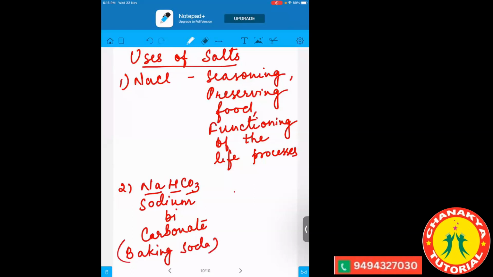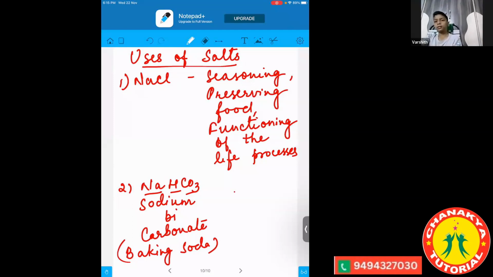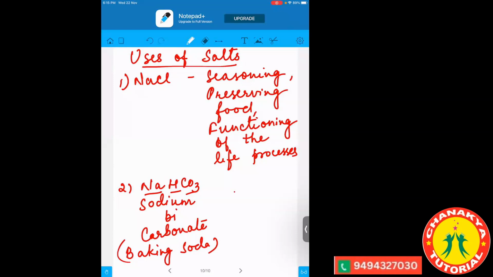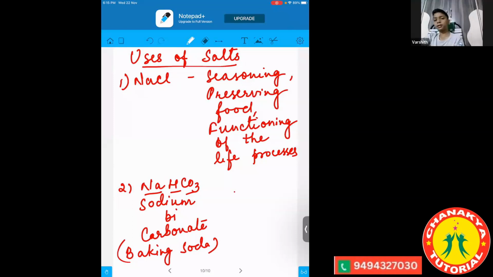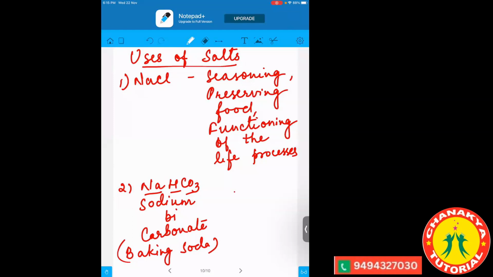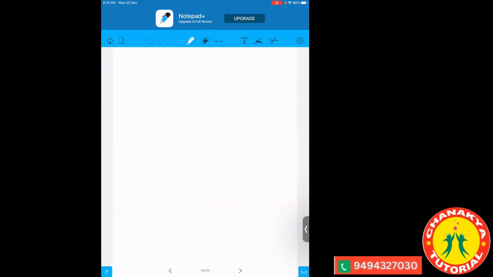Baking soda. I think at your home, mothers might be using this baking soda. Are they using it? Yes, ma'am. So where are they using it? What are they making out of it? Ma'am, cakes. Correct. For making the cake, or in simple language, for baking. So if they want to bake something, they will be using sodium bicarbonate, and it is also used in the fire extinguisher.